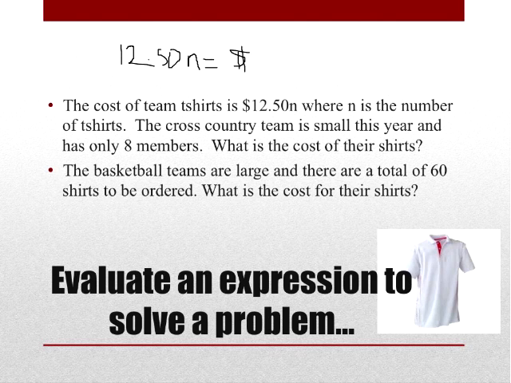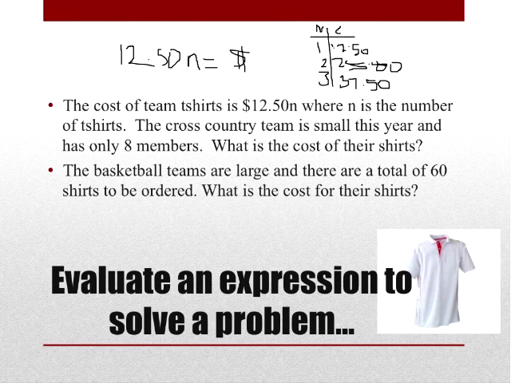All right? So we know if we made a table of values that one shirt would be $12.50. This is the number of students, and this is the cost. So one would be $12.50. Two would be $25. And three would be $37.50. Well, we want to know for N, what is the cost of 8?